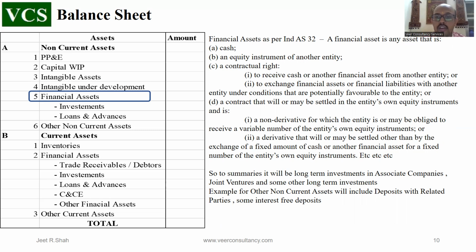To summarize, it will be long-term investments that you have made in your associate companies, joint ventures, and some other long-term investments. Examples for other non-current assets would include deposits with related parties, some interest-free deposit the company gives to somebody. So all these things will be part of your other non-current assets.